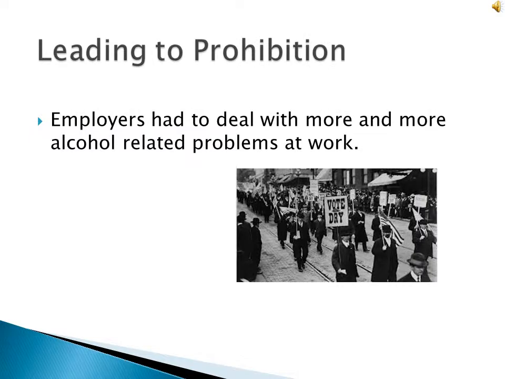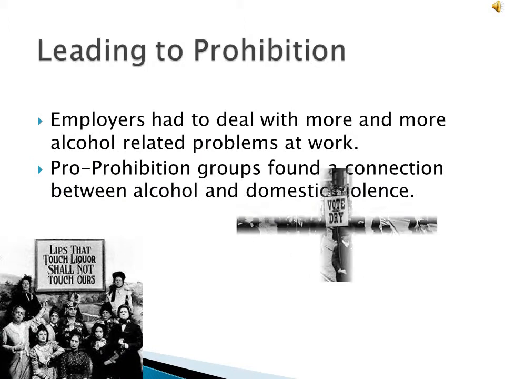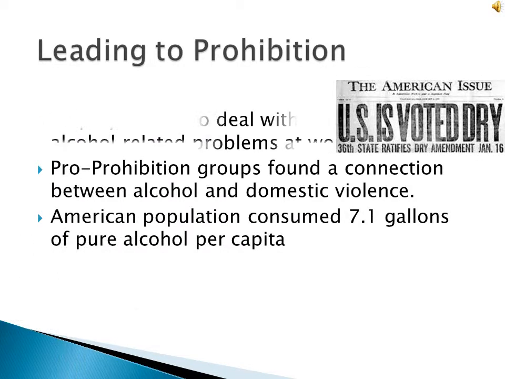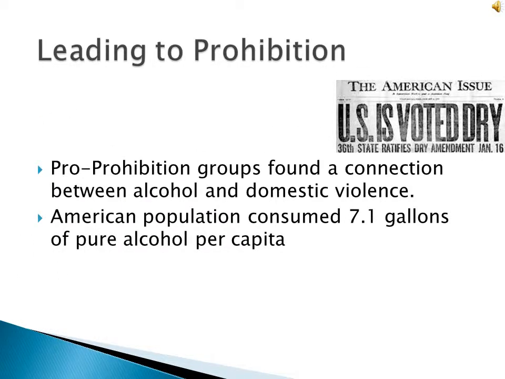Finally, employers had to deal with a lot of alcohol-related problems at the workplace, and more pro-prohibition groups were finding connections between alcohol and child abuse and domestic violence. Before prohibition, the American population consumed, on average, 7.1 gallons of alcohol per person.